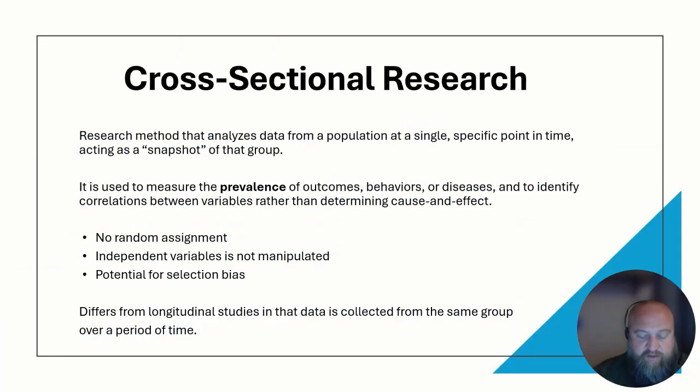All right, so the first type of non-experimental study we're going to look at is cross-sectional research. This is a research method that analyzes data from a population at a single specific point in time. We oftentimes refer to it as being like a snapshot. That is different from longitudinal studies, which you see at the bottom here, because longitudinal studies will follow a group of people over a period of time, collecting data throughout that time.